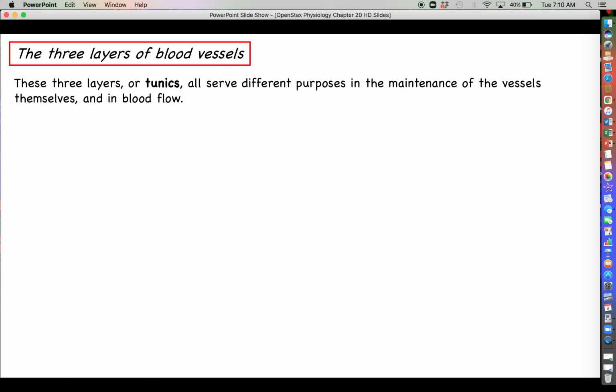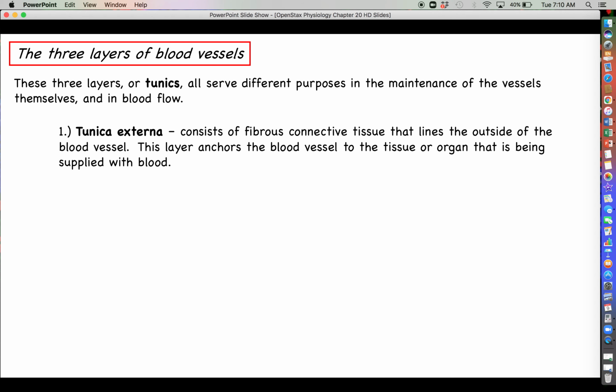All right, let's talk about the composition of the different kinds of blood vessels. Blood vessels can have up to 3 different layers or tunics to them. Each tunic is going to serve a slightly different purpose in terms of the maintenance of the vessels themselves and how they promote blood flow through the circulatory system.